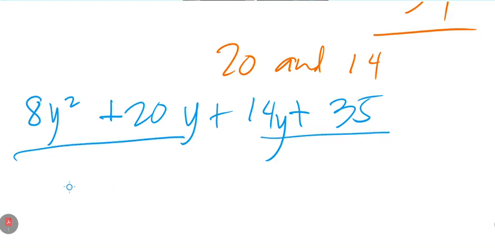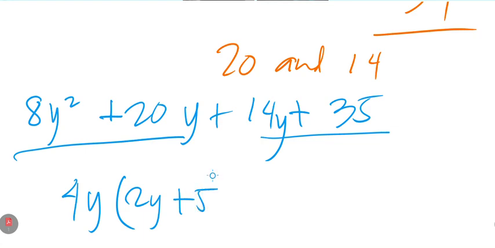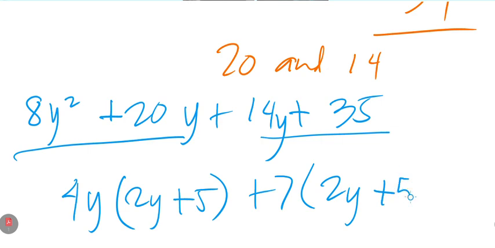That's going to give us 4y times 2y plus 5, and the other one with plus 7. And here we have the 14, that's going to be 2y plus 5 then.